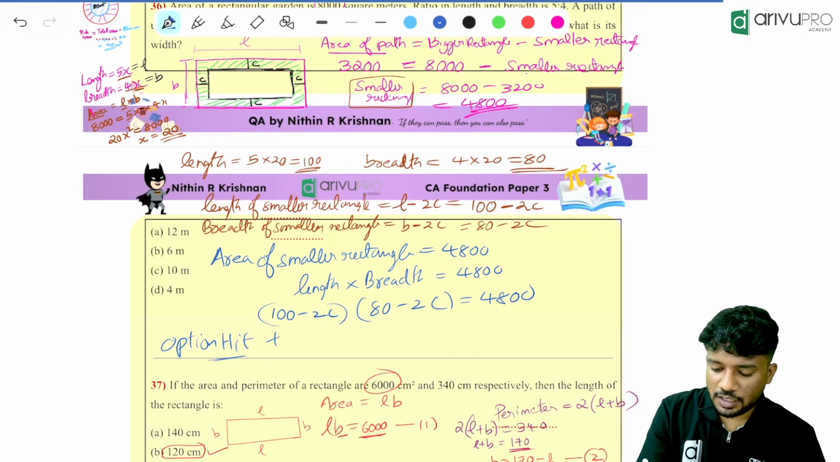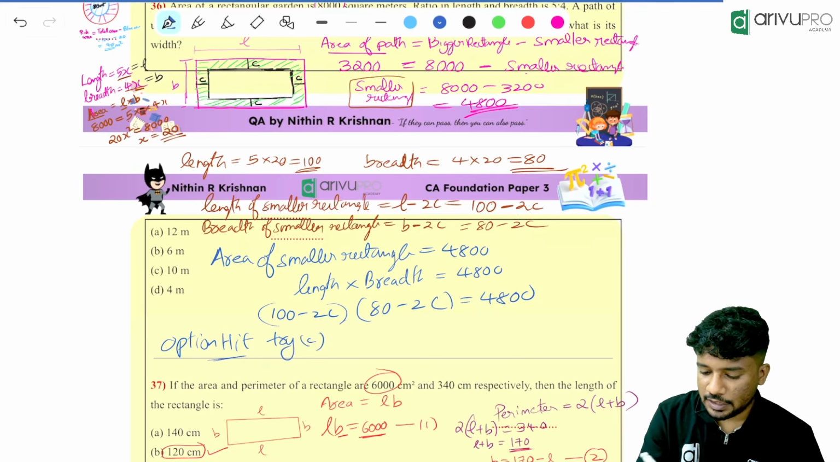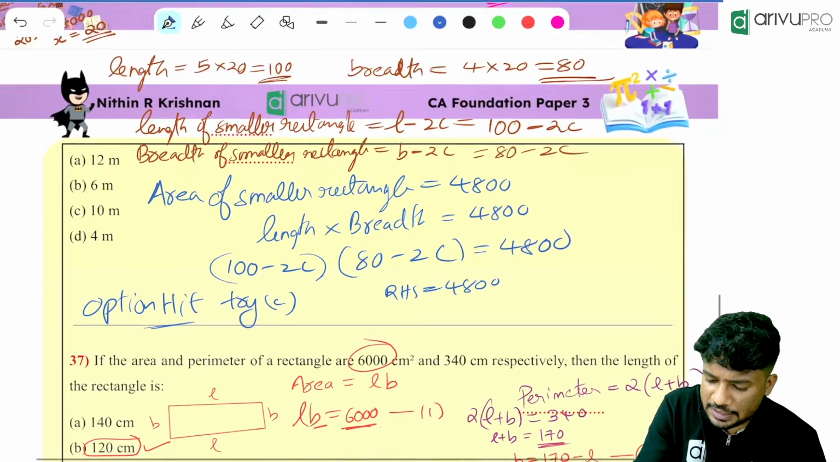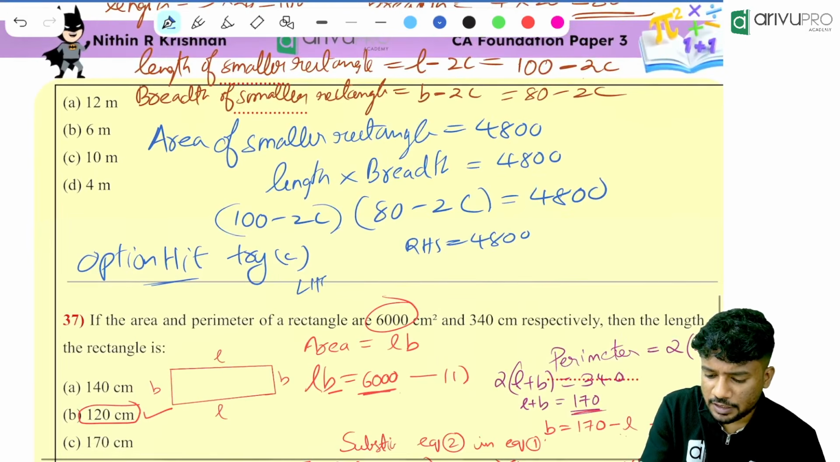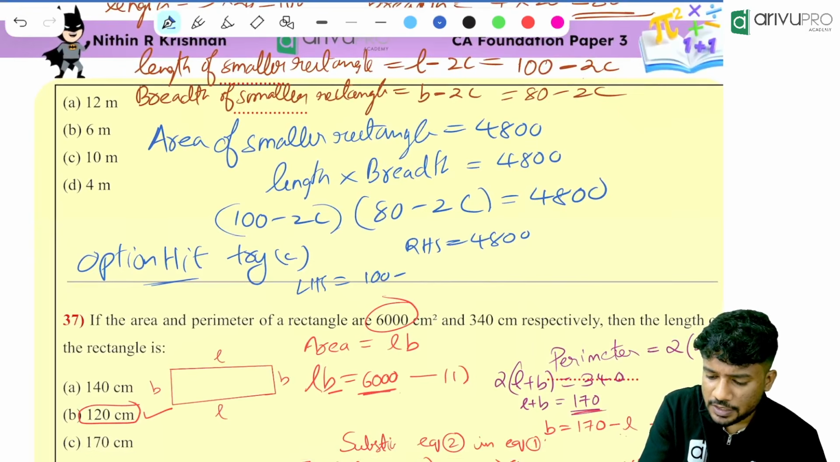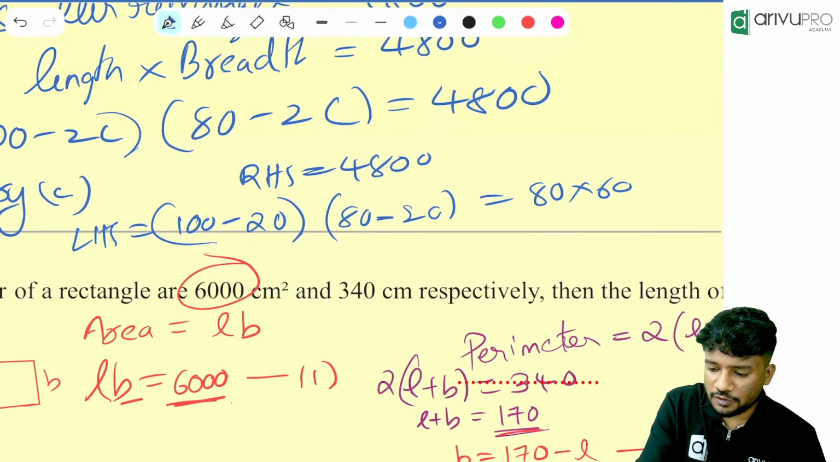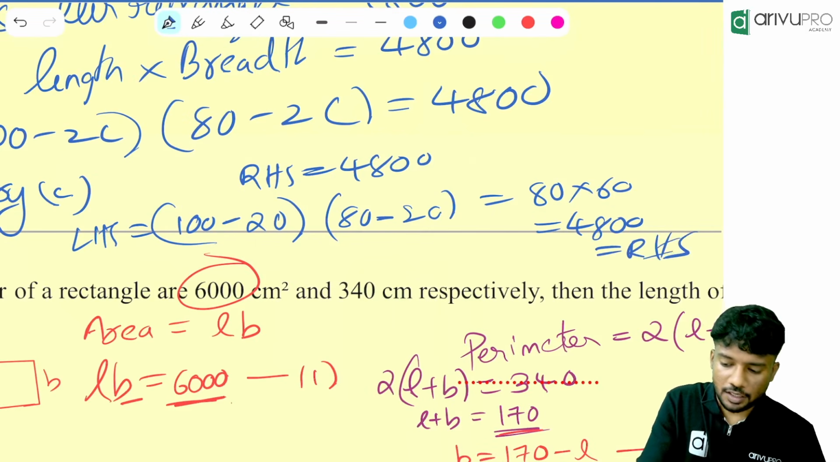Try option C. That means the RHS we already have. RHS is how much? 4800. Then LHS is nothing but 100 minus 2 into 10. 2 into 10 is how much? That is 20 into 80 minus 20. How much is it, people? 80 into 60, which is equal to 4800, which is equal to our RHS.